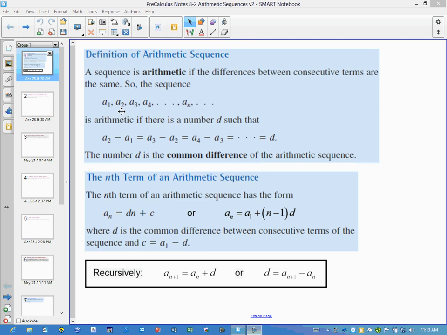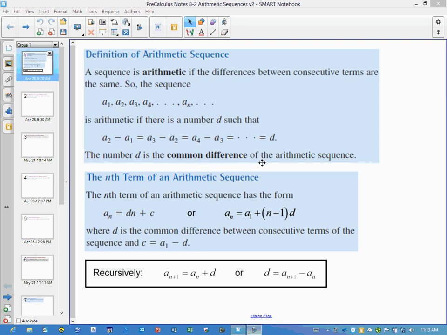Or in other words, if you were to take the difference between A3 minus A2 or A4 minus A3, between any two consecutive terms, then you'll find out that these differences are again the same value. And we call that number the common difference.